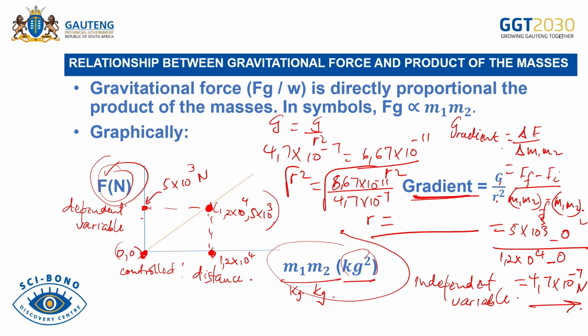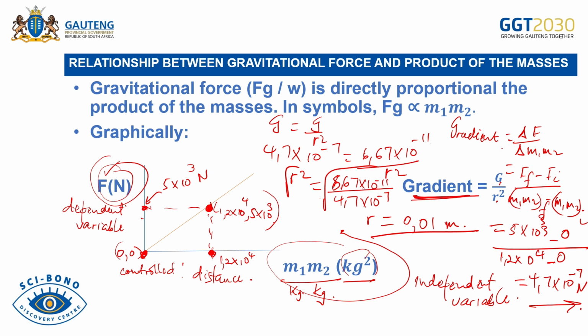6.67 exponent negative 11. Divide that by 4.7 exponent negative 7. All right. So here I'm having 0.000, which is actually R squared. So the square root of that is 0.01 meter. Right. That will be the distance between the centers.